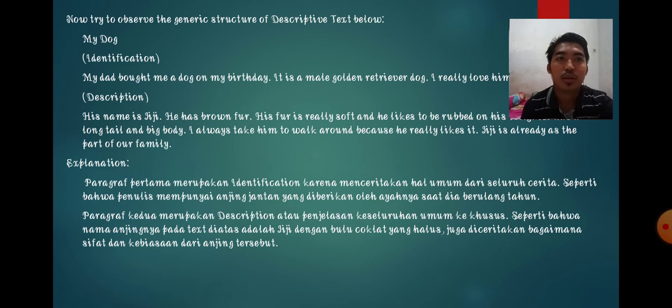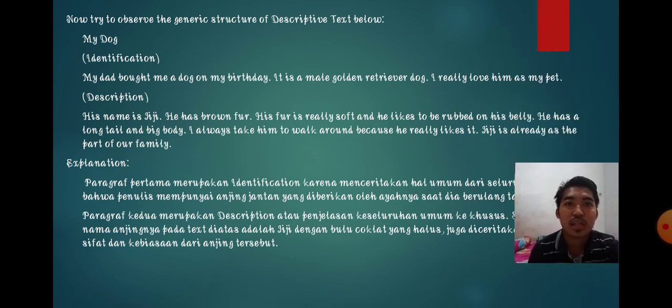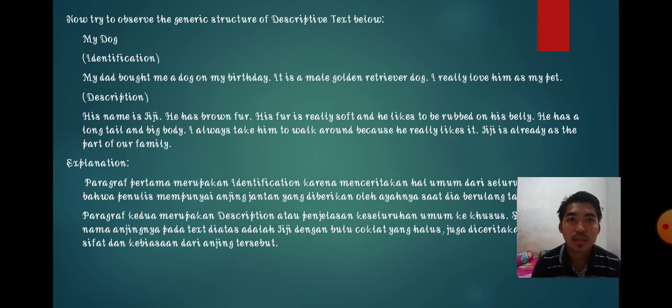And now, the generic structure of description text. First, my dog. In the identification, my dad bought me a dog on my birthday. It is a male golden retriever dog. I really love him as my pet. Then in the description, his name is Gigi.